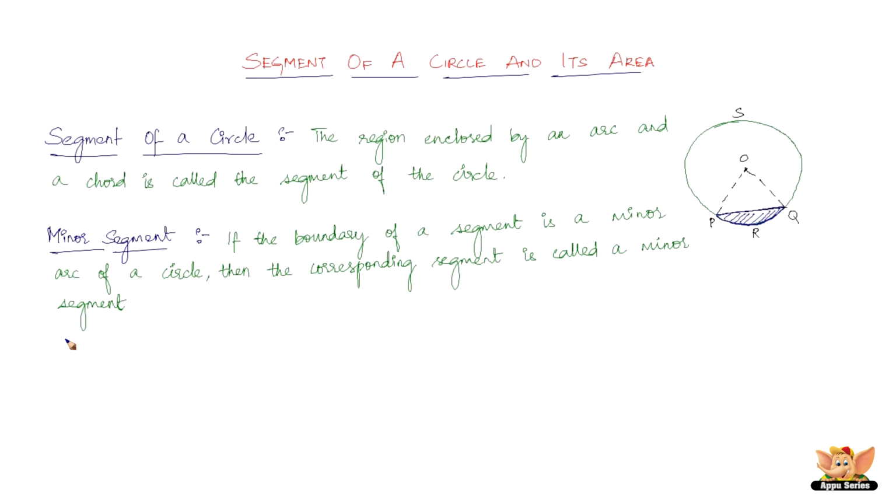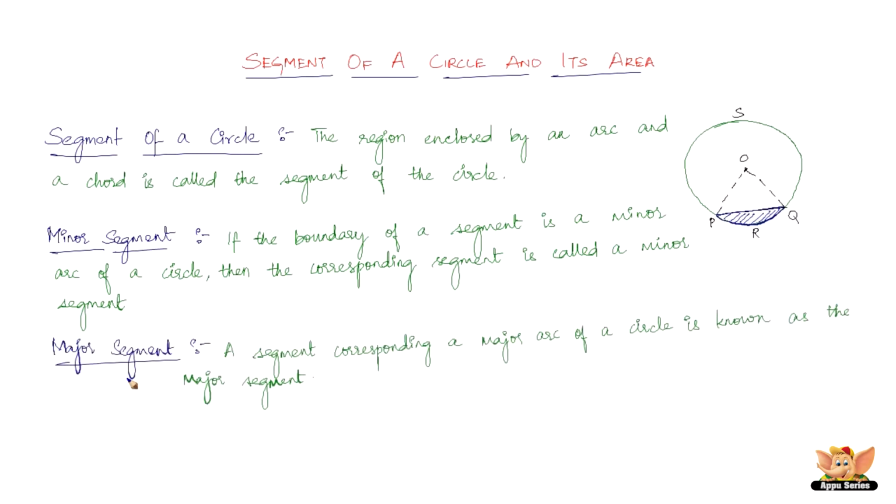So now let's get into the major segment. So here we've got the major segment. A segment corresponding to a major arc of a circle is known as a major segment. Where this chord PQ is enclosed by this PSQ arc, which is the major arc of the circle that we're talking about here, then this PSQ becomes the major segment. That's all that is. So now all that we're left with is the area of a segment.